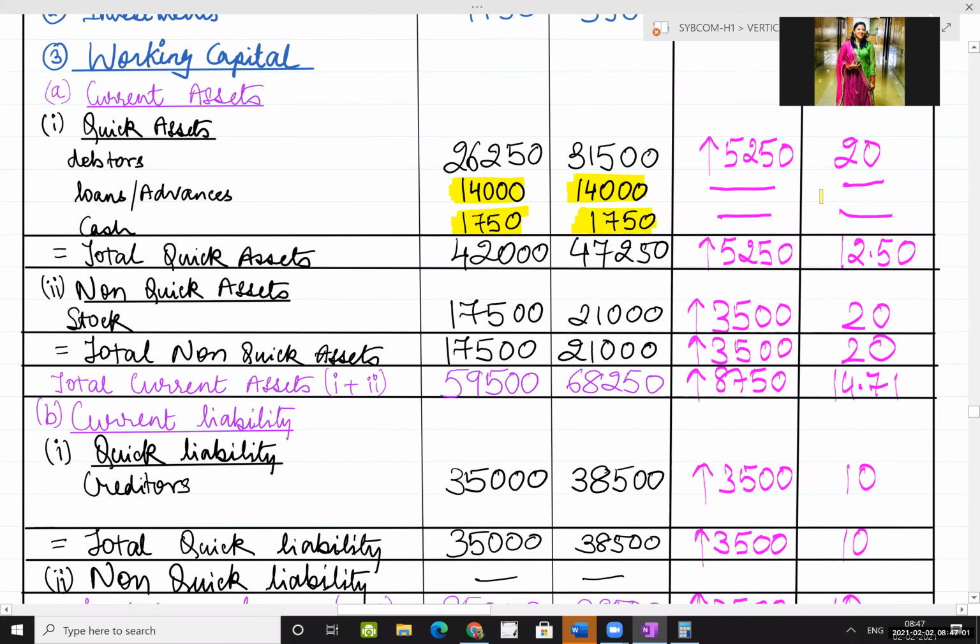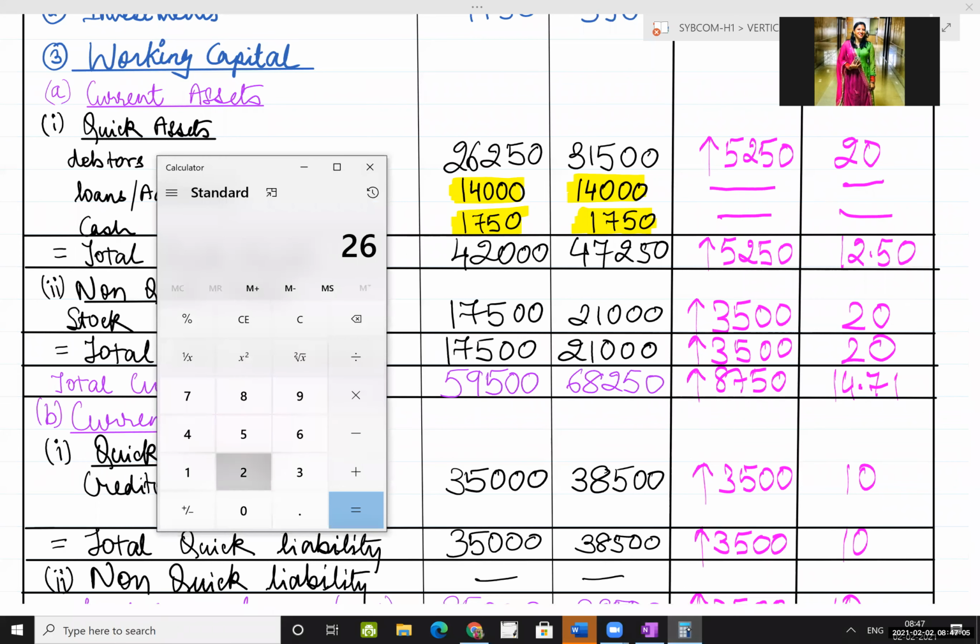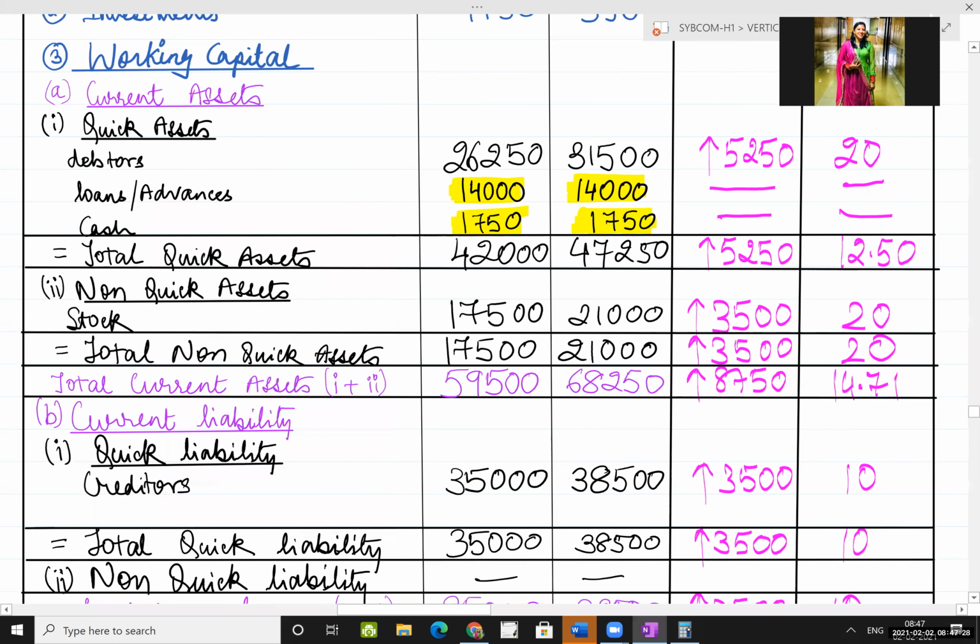Okay. Then total it. Quick assets: 26,250 plus 14,000 plus 1750, 42,000. Next, 31,500 plus 14,000 plus 1750, 47,250. So there is an increase of 5250. Divide by 42,000 into 100. 12.5. Okay.